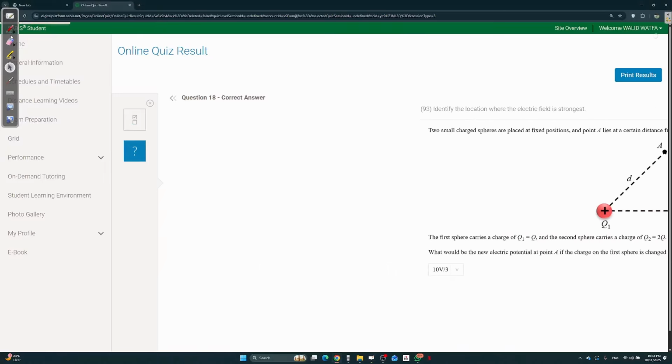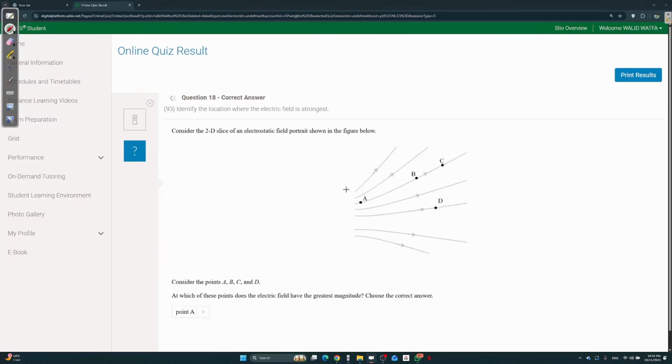Last question, question 18, very easy. They gave you A, B, C, D, and they're asking you which one has the strongest magnitude of electric field. It's the one where the lines are closest together. Over here, you can see these lines are very close together. So that's going to be the answer.